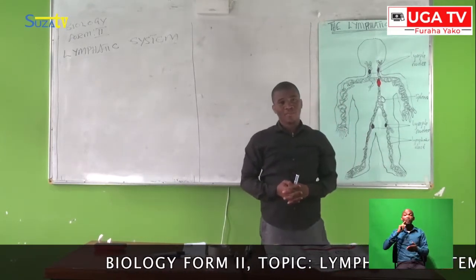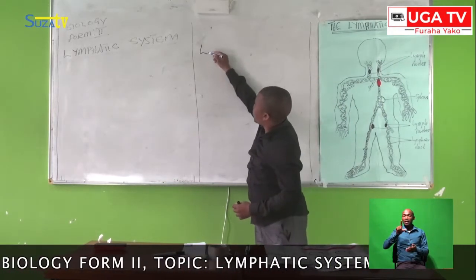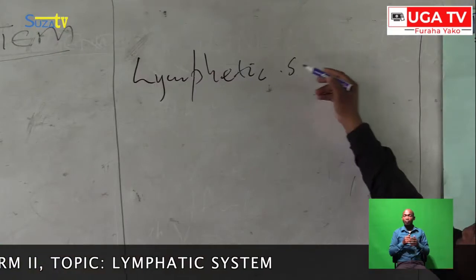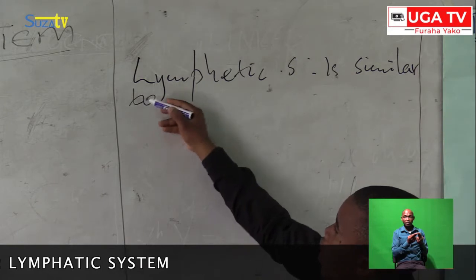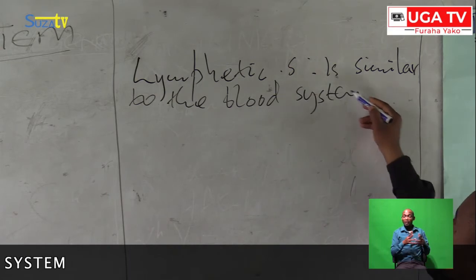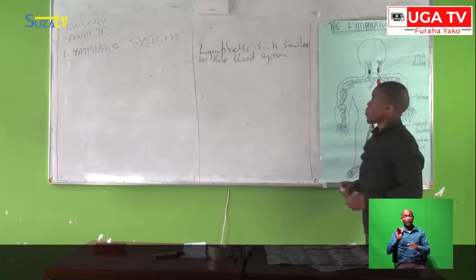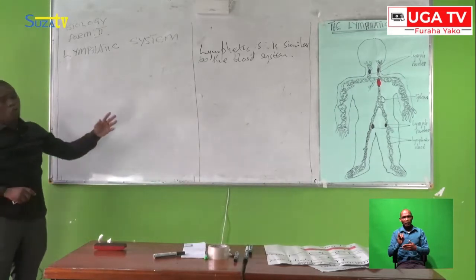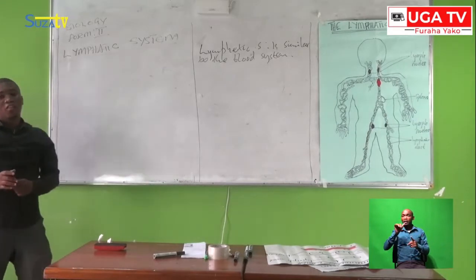Stand up. Okay. Ali said, good, lymphatic system is similar to the blood system. Good. Clap one for Ali. Good trying. Thank you a lot. So, according to Ali, and the majority, we confuse between these two concepts, lymphatic system and the blood system.